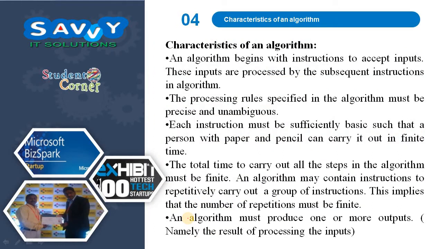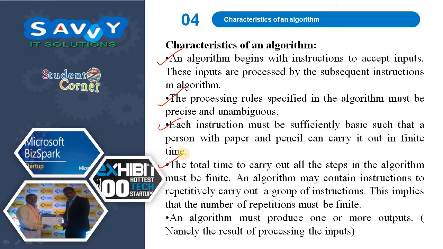Now, characteristics of an algorithm. An algorithm begins with instructions to accept inputs. These inputs are processed by the subsequent instructions in the algorithm. The processing rules specified in the algorithm must be precise and unambiguous. Each instruction must be sufficiently basic such that a person with paper and pencil can carry it out in finite time. The total time to carry out all the steps in the algorithm must be finite.